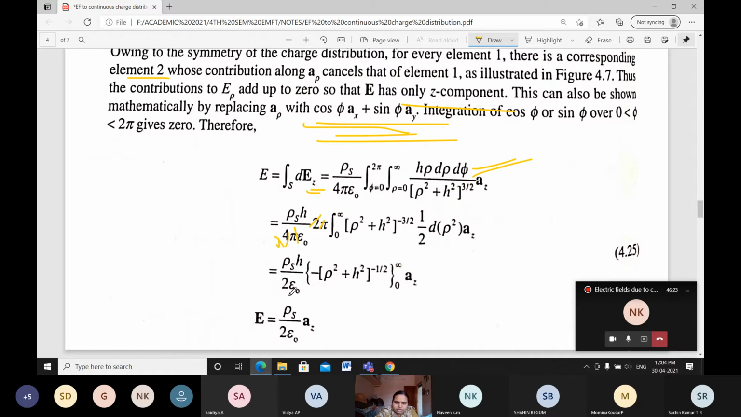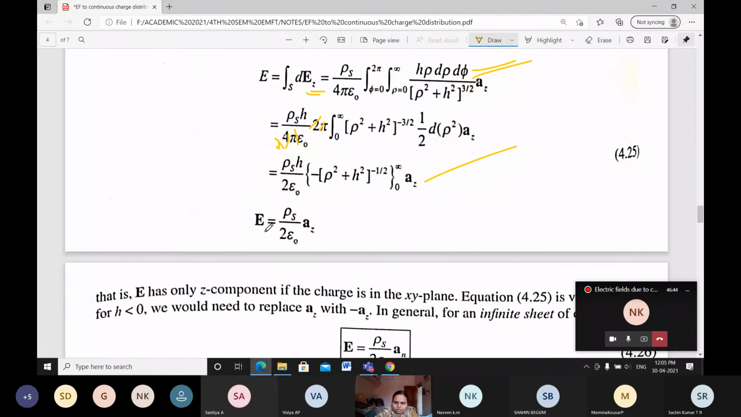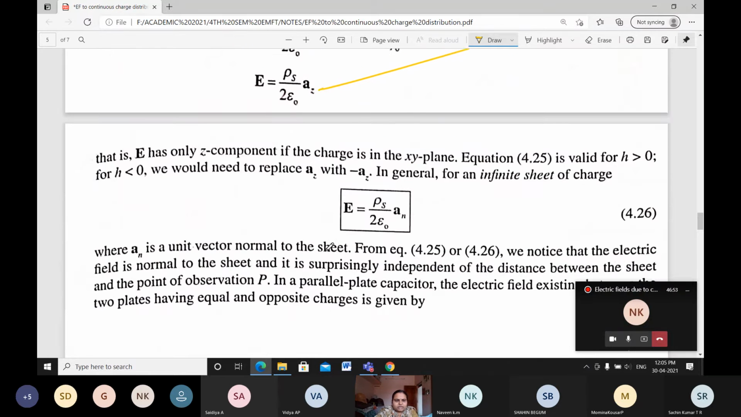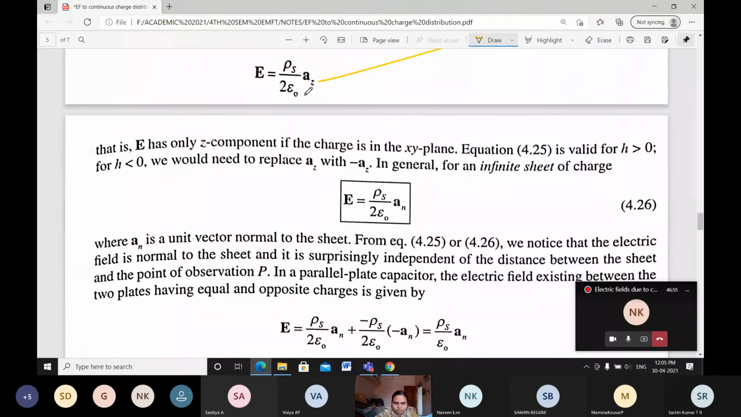Then rho s h divided by 2 epsilon, this value, minus infinity minus 0, right? Integrating this, you get rho square plus h square to the power minus 1 by 2 of minus, with the limit 0 to infinity, into az. Then E is equal to rho s divided by 2 epsilon naught with respect to the z component, that is az. So E has only the z component.